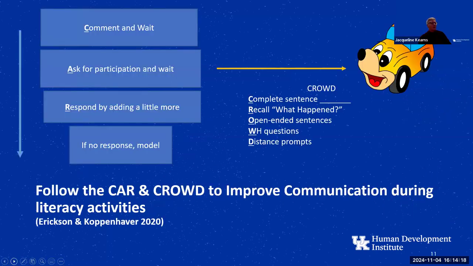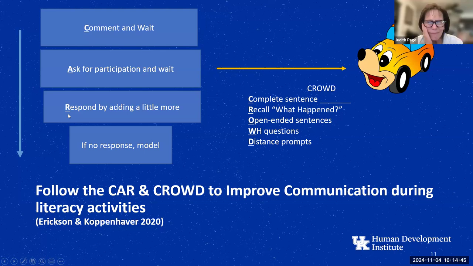Right. So a couple of strategies. We're going to follow the CAR and the CROWD to improve communication during literacy activities. So the CAR is comment and wait, ask for participation and wait, which is here a lot, and then respond by adding a little more. If no response, just do a model and go on to the next question. So that's the CAR: comment, ask, respond, adding a little more.